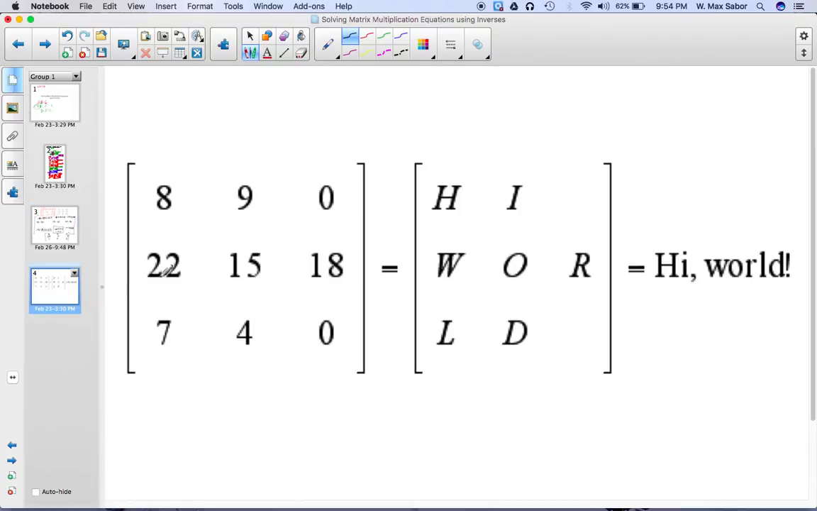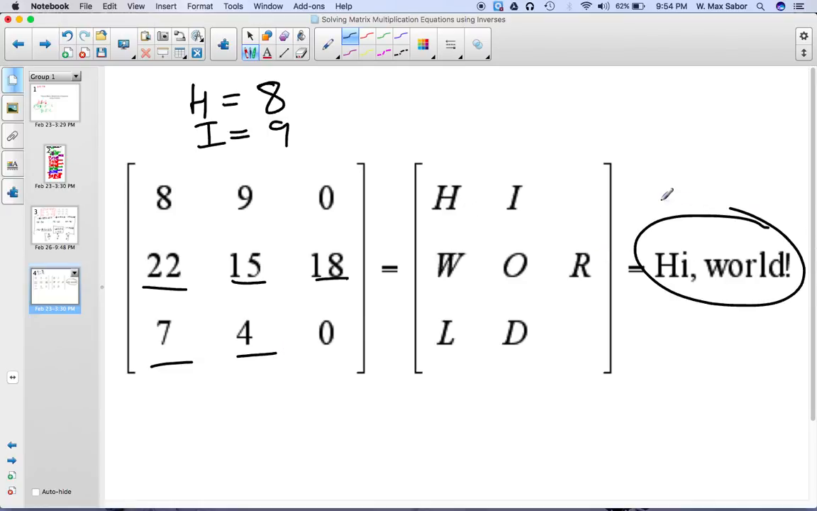And that gives us this message: 8, 9, 0, 22, 15, 18, 7, 4, 0. If we match up, H is the 8th letter of the alphabet, I is the 9th letter of the alphabet, etc. World. Hi world is the message. So that was the message that was encoded from the beginning.